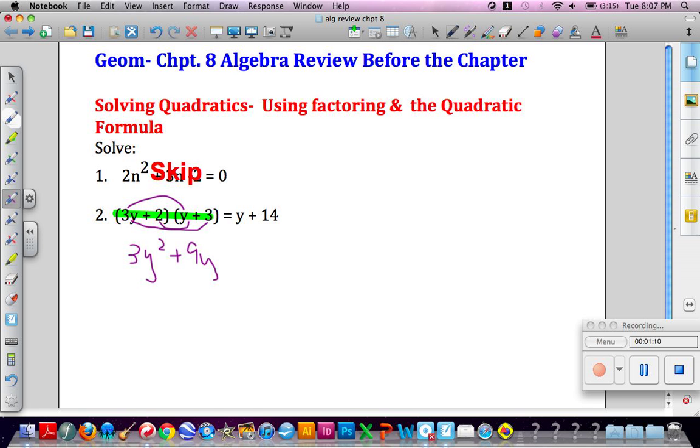I is for inner, which is 2y. And L is for last, which is plus 6. And that's going to equal y plus 14. I'm going to get my like terms together. So my next line is going to read 3y squared plus 11y plus 6 equals y plus 14.